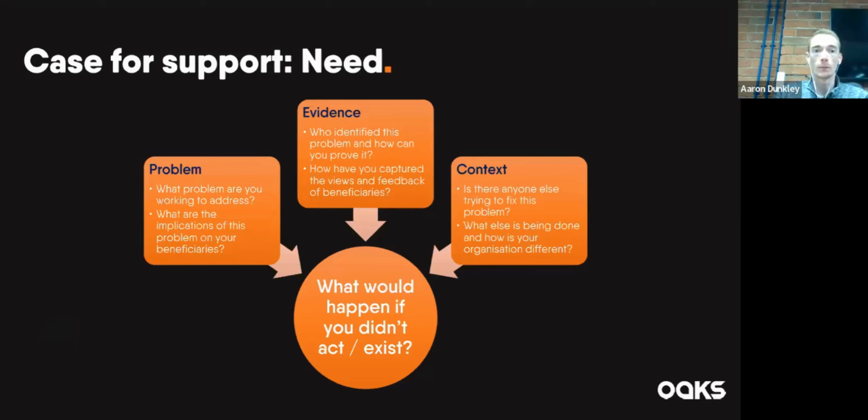So what sets you apart, or why aren't other services suitable for the people that you work with? And that comes back to Jess's point around how you have captured the views and feedback of beneficiaries. They might be telling you that another service in your area isn't right for them for XYZ reason, and that's a really great argument to be able to make when you sell your organisation.